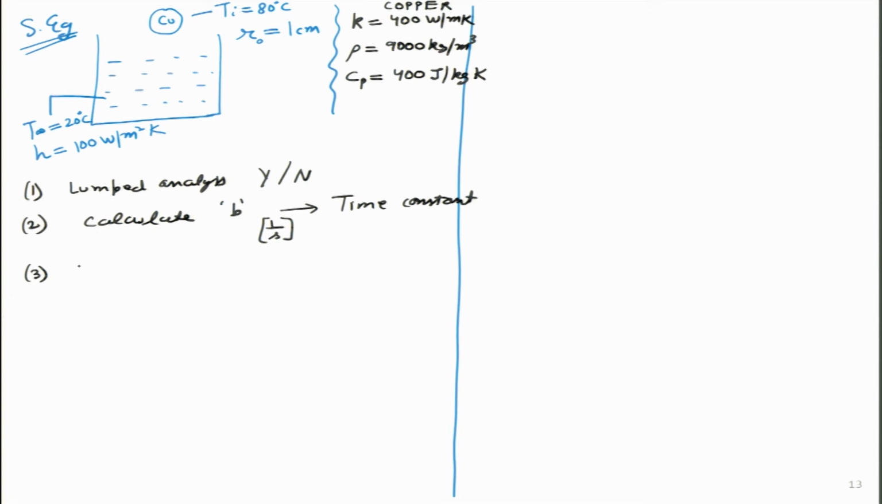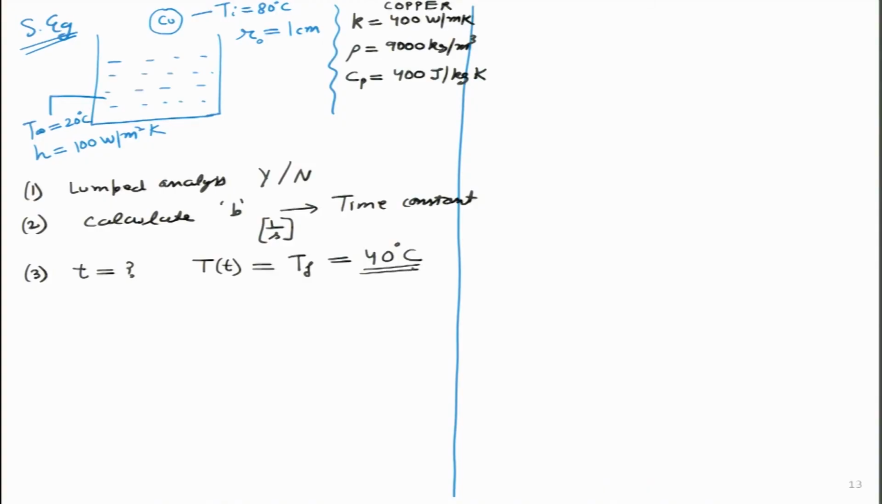And finally, what I want to find out is how much time it takes for the copper ball to reach a particular temperature. I will call it TF, a particular final temperature. When the copper ball drops in this fluid, it will immediately start to cool. So, how many seconds does it take to go from 80 degrees centigrade to 40 degrees centigrade? This is what I want to find out.